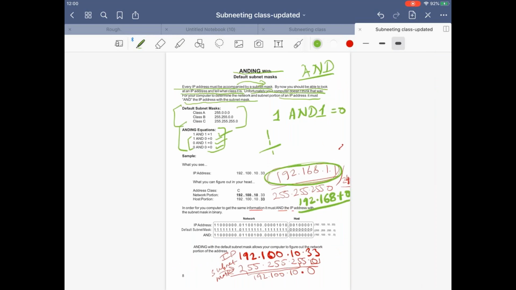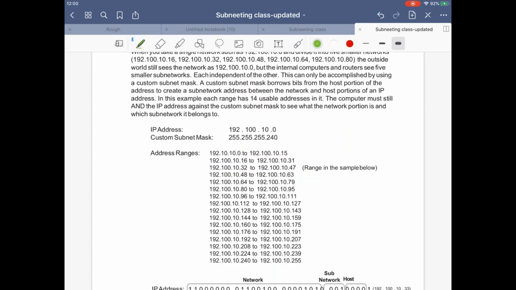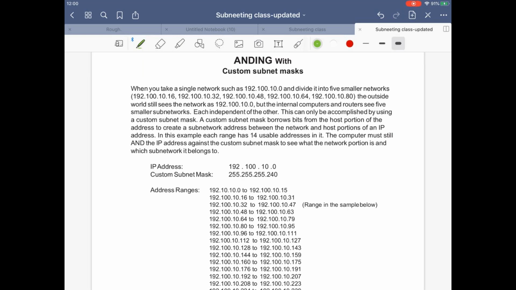Now, AND operation with custom subnet mask. Here we will do the AND operation with a custom subnet mask, which means we can customize our subnet mask according to the requirement.